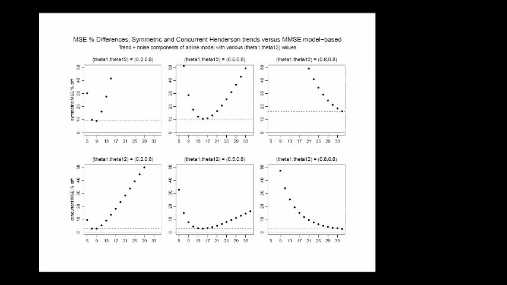Now, here's the middle rows from the previous 2 pages of charts. The top row is for the symmetric and the bottom for the concurrent. And the point here is if you compare the two, you can see that where the mean squared errors are minimized for the symmetric and the concurrent is just about the same. So that's good because it means we don't have to worry about whether we need to make different Henderson MA choices for symmetric versus concurrent filters. The answer is no, for the most part.